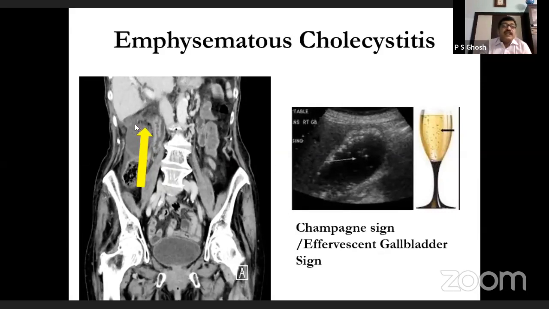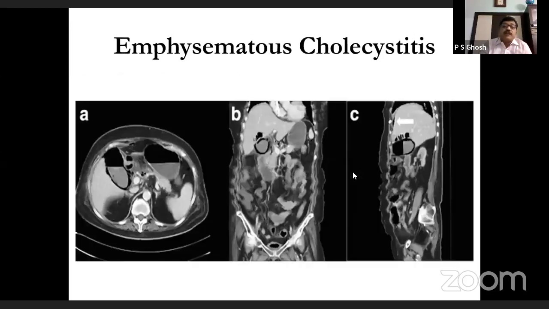Now, in this image, we can see in the non-dependent area, there is a collection of gas, which is sometimes seen in ultrasound, where with the change of position, these white particles, which are actually air bubbles, move against gravity and give the appearance of the Sampen sign or effervescent gallbladder sign.